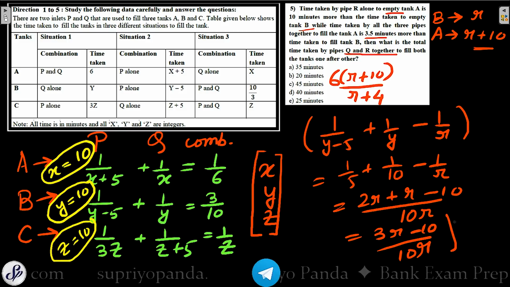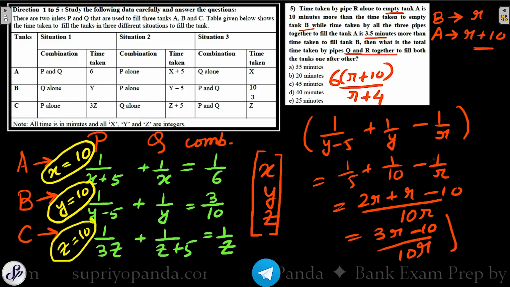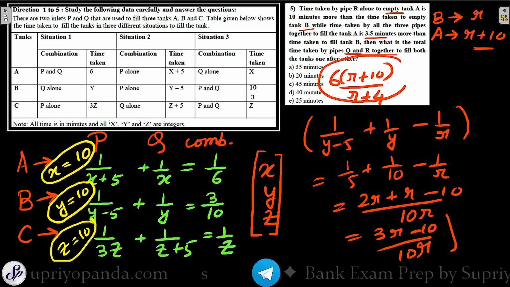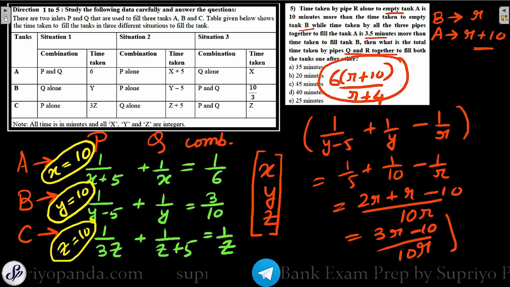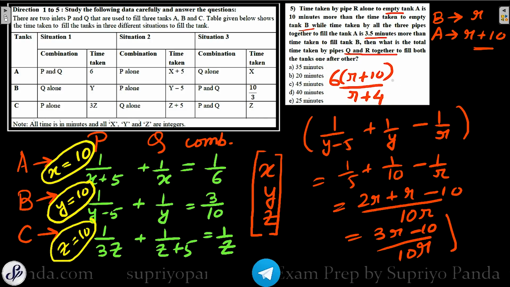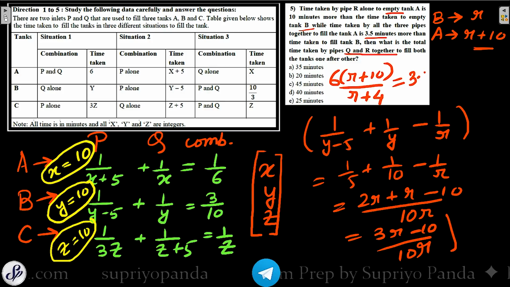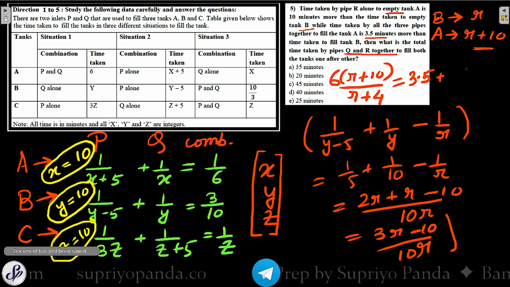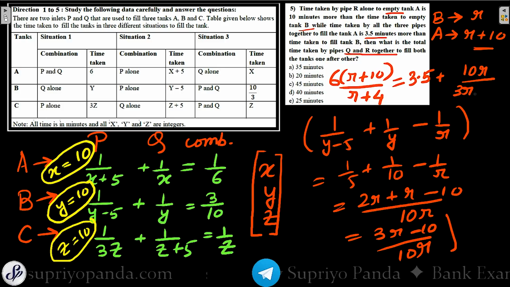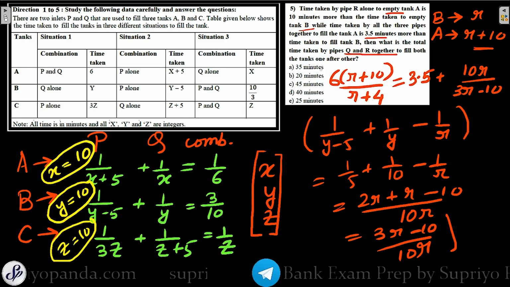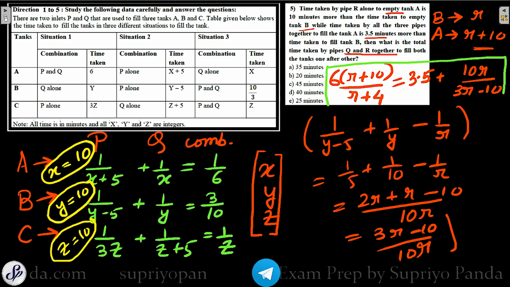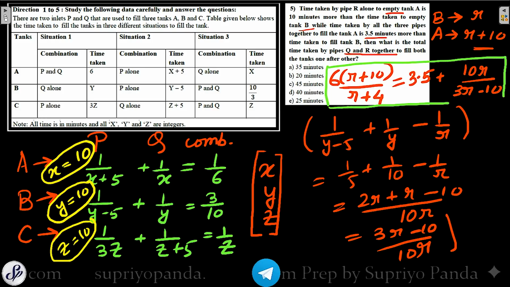Now we have to invert this again so that we can get the minutes. So 10r by (3r minus 10). And what has been written in the question is that this value that we have over here is actually 3.5 minutes more than what we have for B. So we can write the equation as 3.5 plus 10r divided by (3r minus 10). For this question, our goal would be to figure out the solution for this entire large equation.